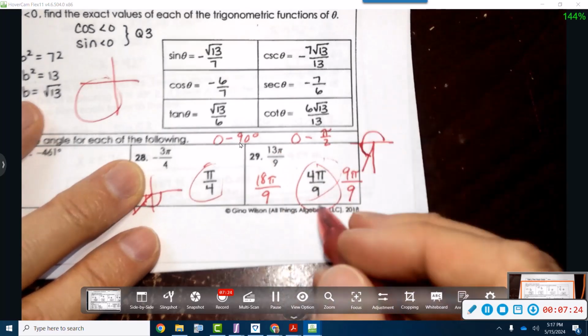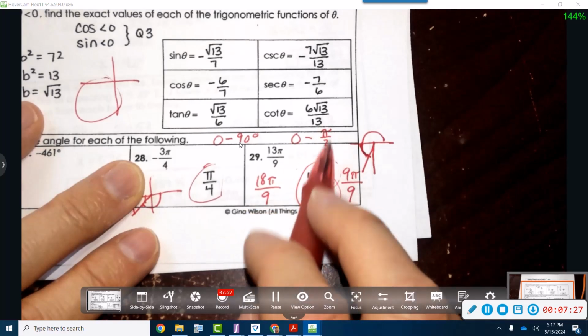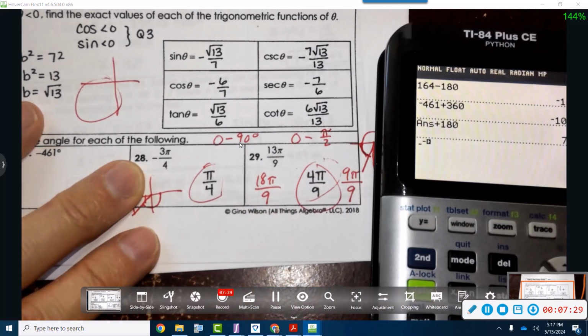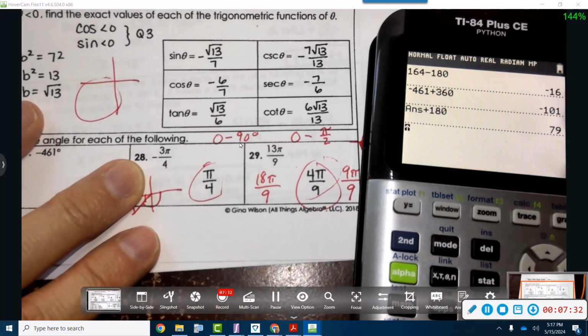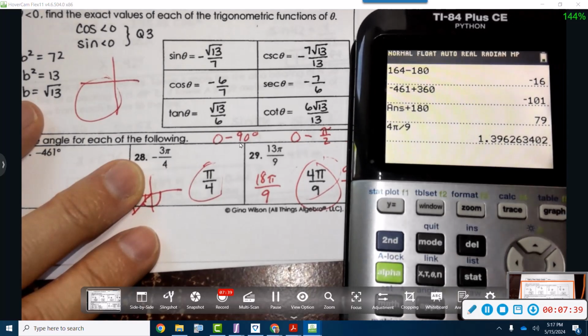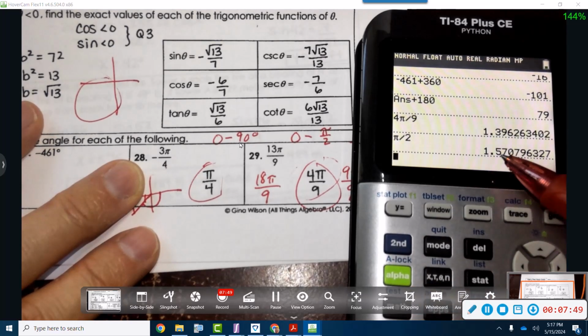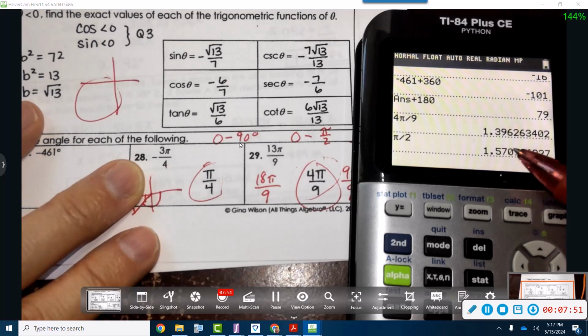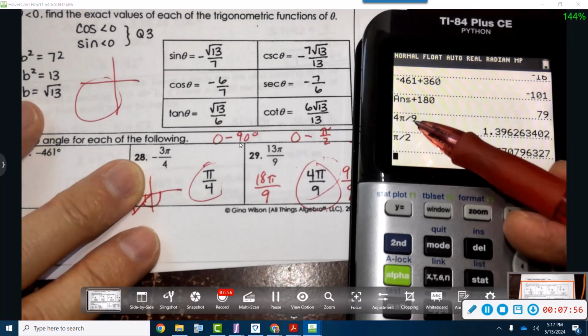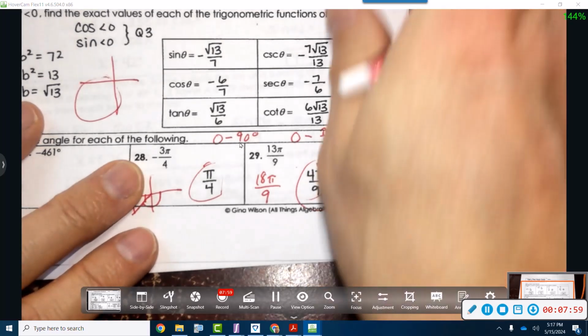And this angle is between 0 and pi over 2. And I know it doesn't look like it, but let me show you. 4 pi divided by 9 is 1.39, and we know that pi over 2 is 1.57. So it's got to be smaller than this in order to be a reference angle, and that's exactly what we have. That is smaller than 90 degrees.